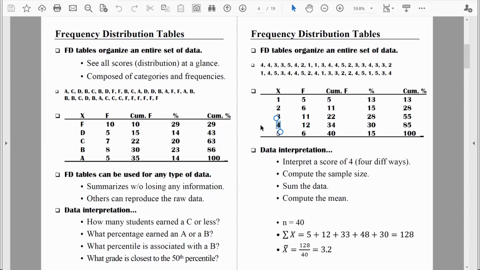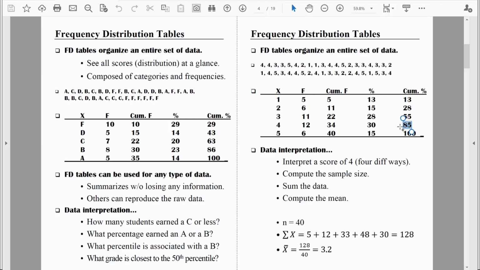So one way I can interpret a score of 4 is by saying 12 students earned a score of 4. Another way I can interpret the data is by saying 34 students earned a 4 or less. Another way is by saying 30% of all of the students earned a 4. And then finally, a fourth way to interpret the data is by saying 85% of the students earned a 4 or less. So a score of 4 represents the 85th percentile.